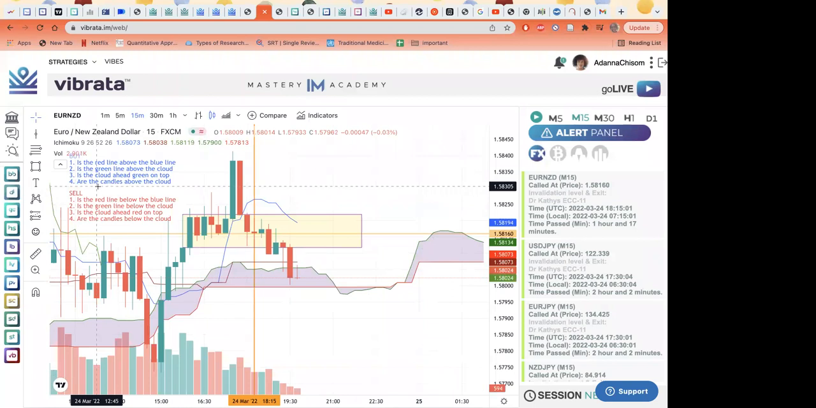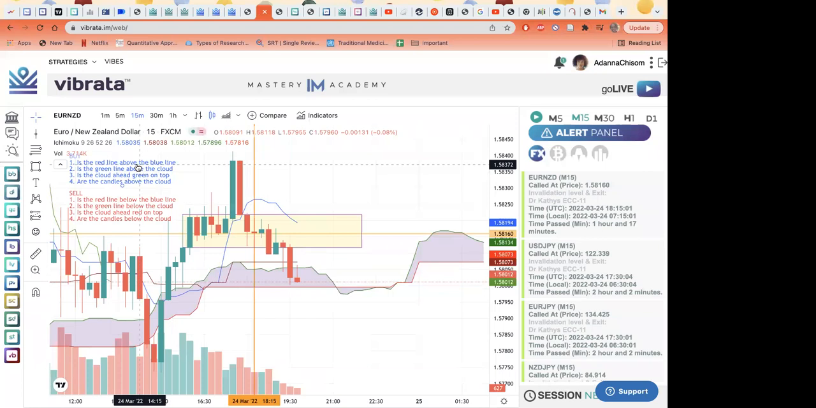Then it says, are the candles above the cloud? This is the cloud, by the way. This whole stuff is the cloud. Yes, the candles are above the cloud. So we can see that the first one, which is literally the most important, does not align. So for that reason alone, I cannot take this. Let me not enter this.